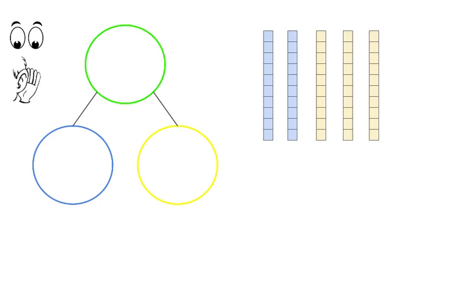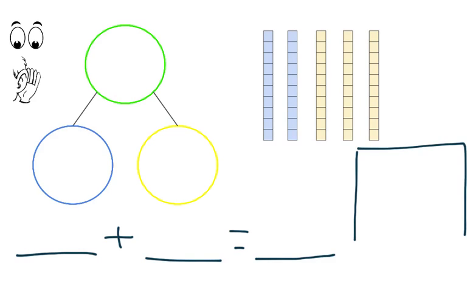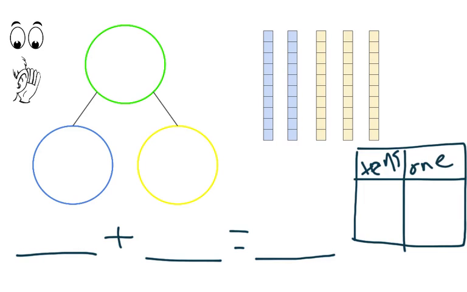So we have our number bond again today. So with our number bond today, we are going to write an equation and we're also going to fill out our tens and ones chart. Okay, so let's see, how many blue do we have? So we have 10, 20. So the blue is 20.